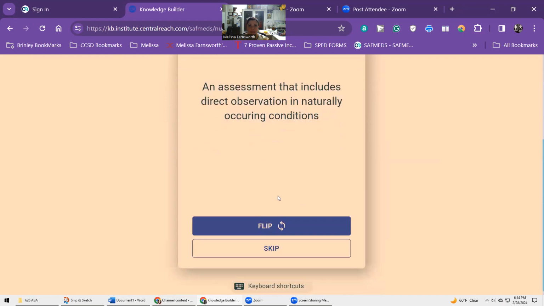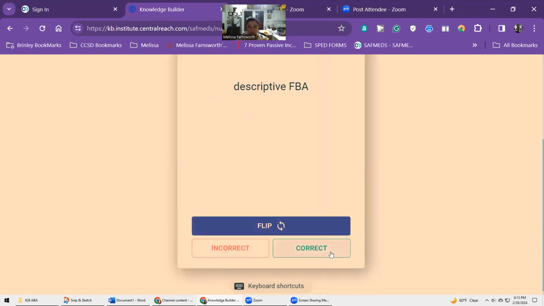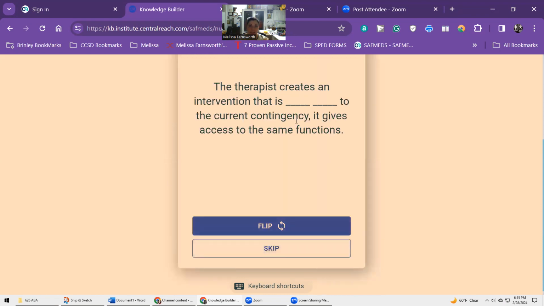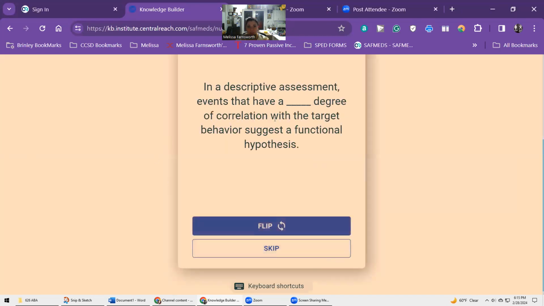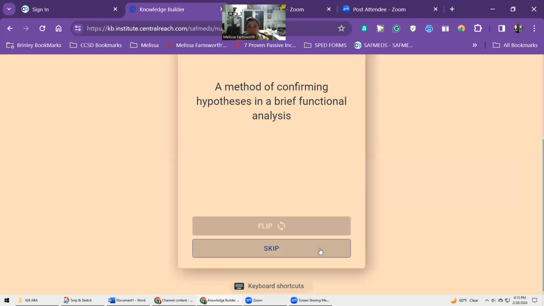An assessment that includes direct observation and naturally occurring conditions. Descriptive FBA. The therapist creates an intervention that is blank to the current contingency and gives access to the same functions. Functional equivalent. In a descriptive assessment, events that have a blank degree of correlation with the target behavior suggest a functional hypothesis. High.